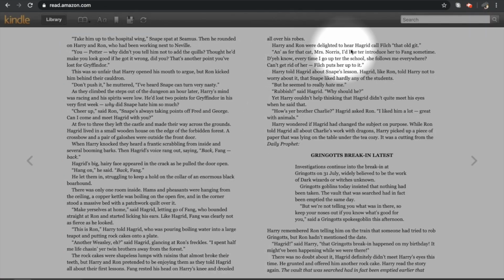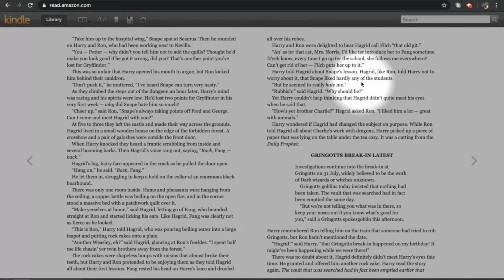Harry and Ron were delighted to hear Hagrid call Filch that old git. And as for that cat, Mrs. Norris, I'd like to introduce her to Fang sometime. Do you know, every time I go up to your school, she follows me everywhere? Can't get rid of her. Filch puts her up to it. Harry told Hagrid about Snape's lesson. Hagrid, like Ron, told Harry not to worry about it.